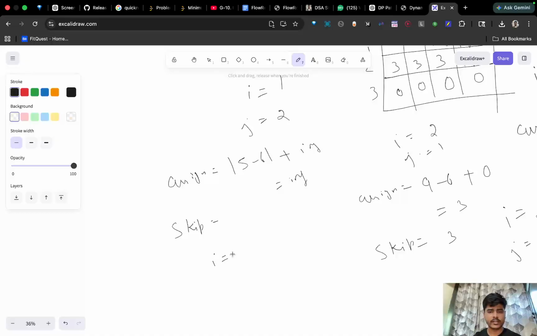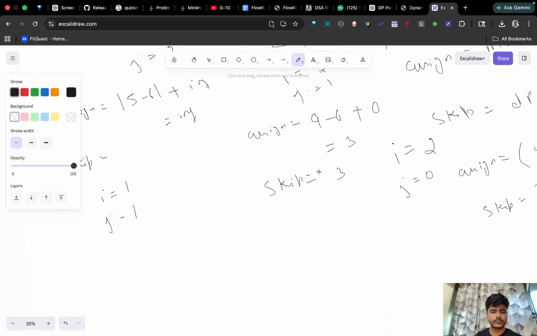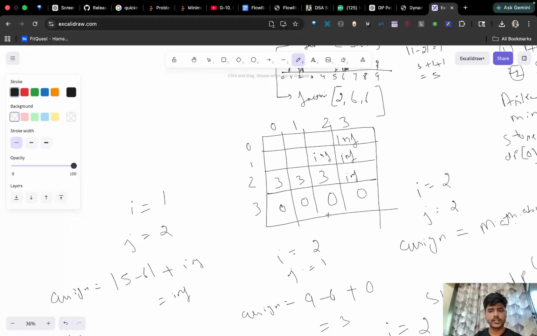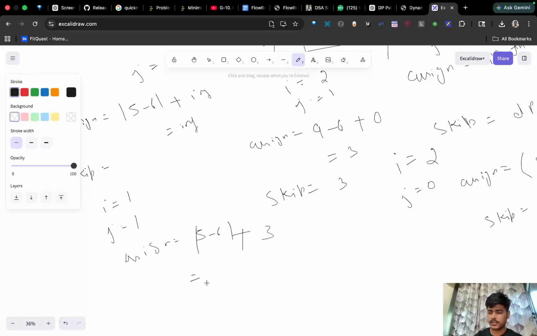Let's move to the first factory, for I1 J1, that is the second factory and second robot. If I assign my second robot to the second factory, then it becomes 5 minus 6 plus the answer at 2 2. The answer at 2 2 is 3. That is the answer for this. And when the second robot was sent to the second factory, the answer was 3. And the total of these answers is 4.